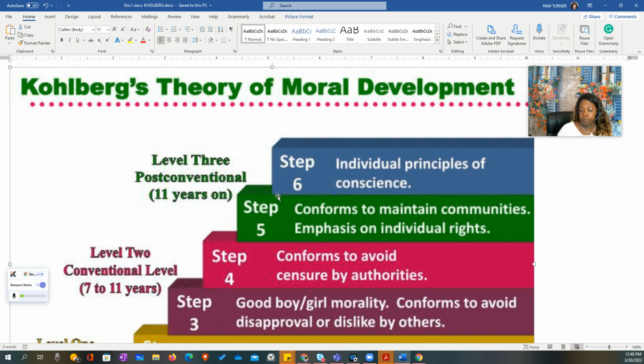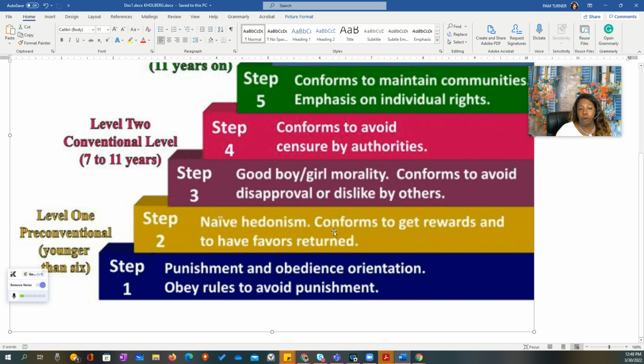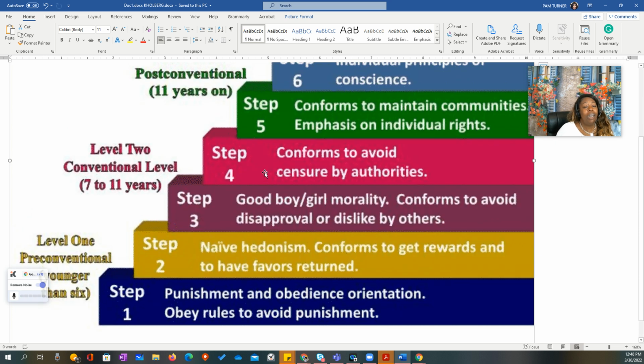Okay, so just a wrap up of Kohlberg's three stages of moral development. So level one, my kids are 6 and under. It's all about me, right? Conventional level, I just don't want to. I want to be like everybody else. Dr. Pam would never do that, right? So we're going to follow the rules to avoid censure by authority. And then post-conventional are people that are looking at their individual rights and also human rights.